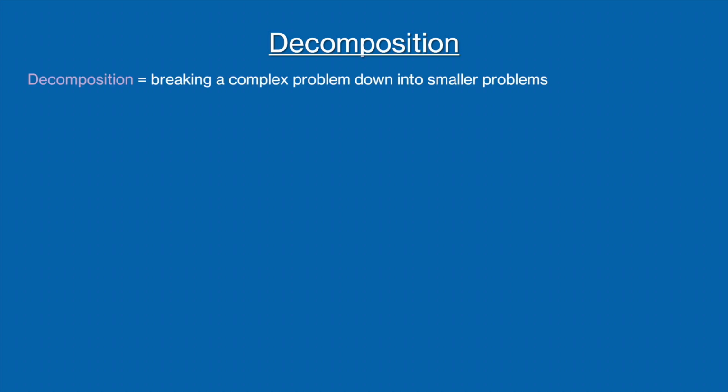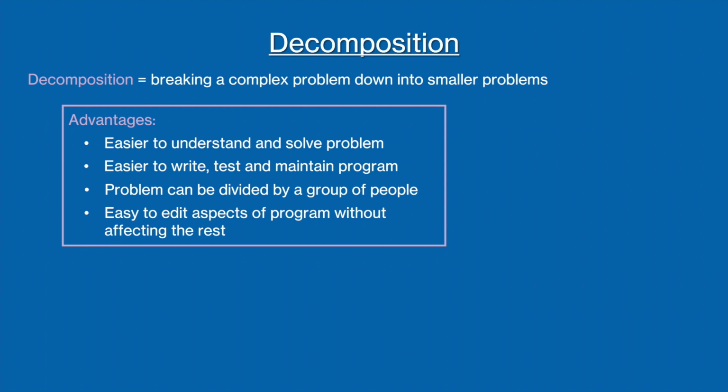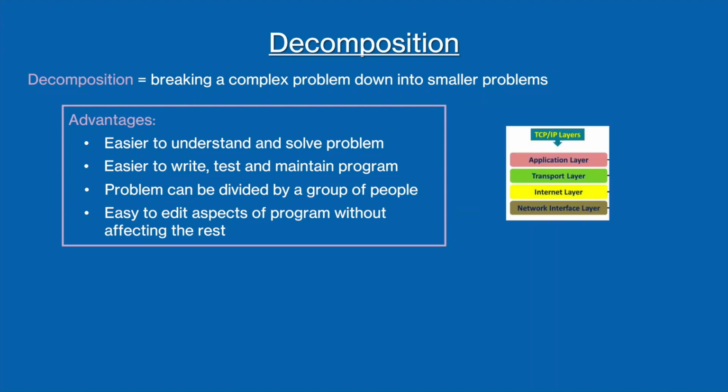Decomposition is the breaking down of a complex problem into smaller subproblems. This makes the main problem easier to understand and solve, as the problem can be divided between a team of people, where each programmer works on a separate subproblem, so that the most can be made of their particular area of expertise. Breaking the problem down into different individual parts means that one of these parts of the program can be edited or changed without affecting the rest of the program, making it easier to write, test, and maintain the program. As we did with abstraction, let's look at an example of decomposition.